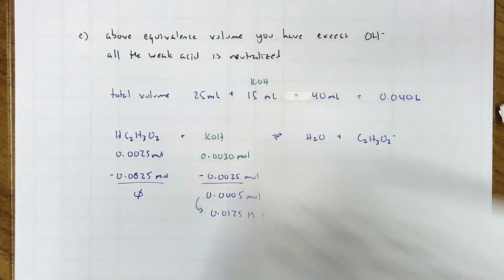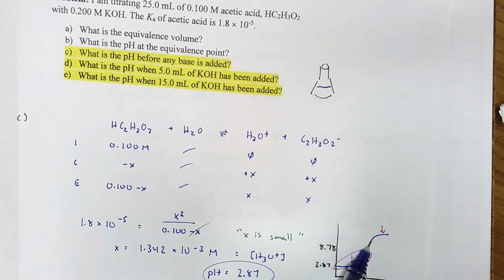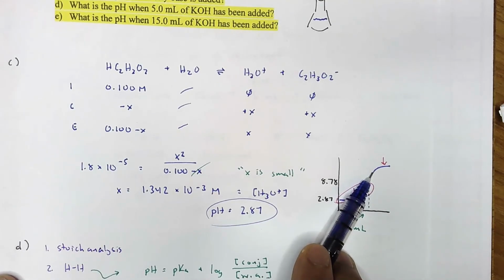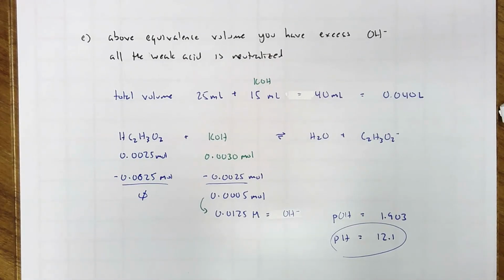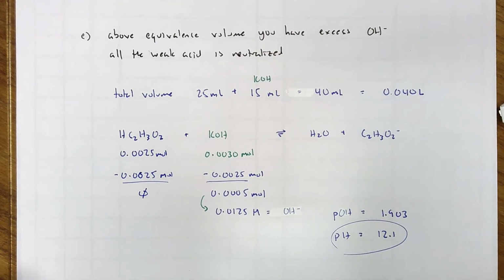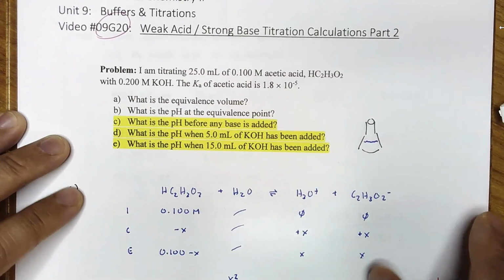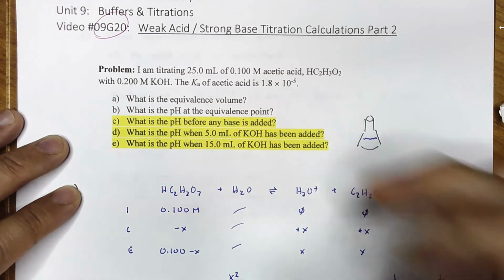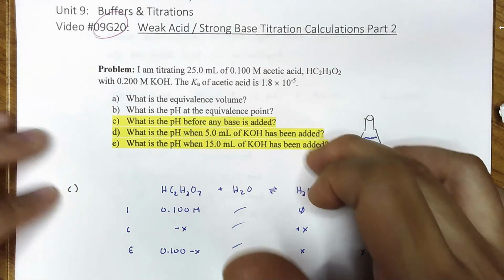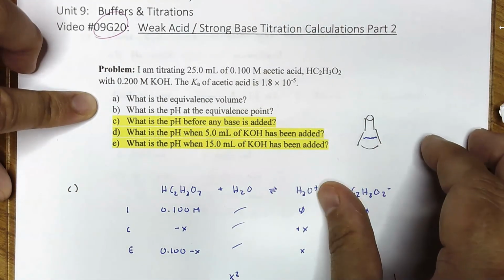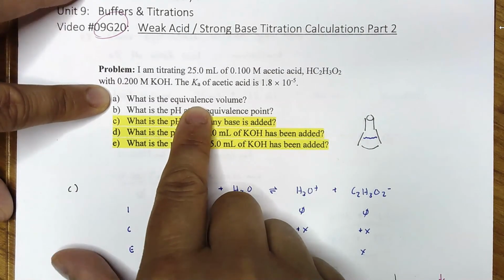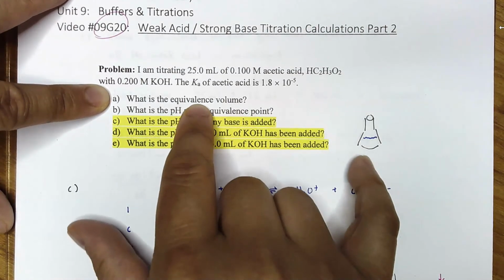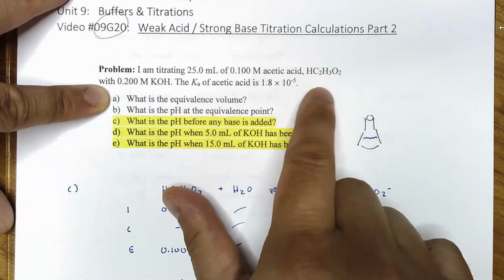12.1. So again, we are way up here, maybe in this part of the curve above the equivalence, and it's 12.1. Okay. The trick is, and we're done with E, the trick is knowing what are the steps or what are the key differences between solving for each of these. Let me go through these verbally, but jot them down, right? The equivalence volume, you're just trying to match the amount of base to neutralize all of the acid.